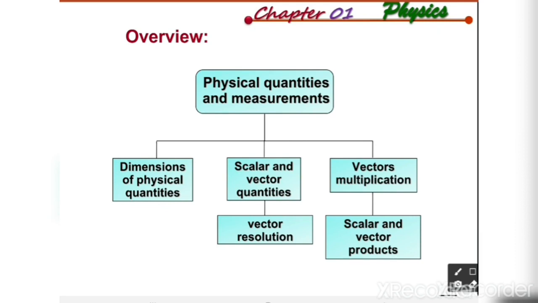We have three main subtopics. The first one is dimension of physical quantities. The second one is scalar and vector quantities, which consists of vector resolution. And the last part is vector multiplication, which consists of scalar and vector product.